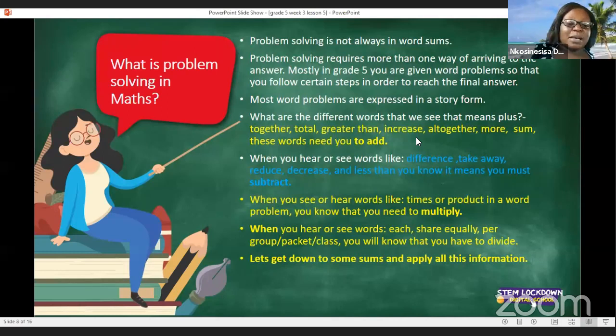So let's get down to some sums and apply all this information. Remember the words. You're not going to know them now, but you have to learn them. You can go to YouTube and rewatch this, the slides, because they explain exactly the same thing that you're doing. So for you to know these words, you have to go back and revise so that you know more. Sum means plus.